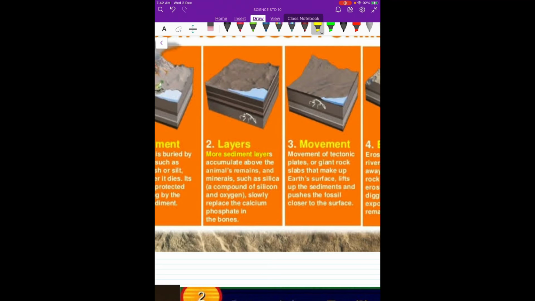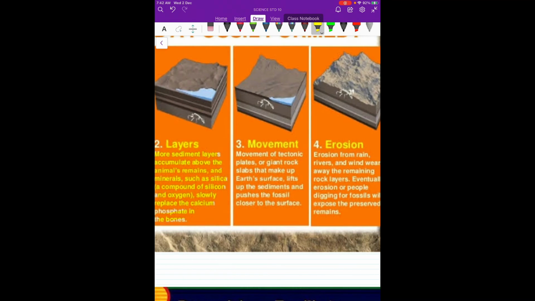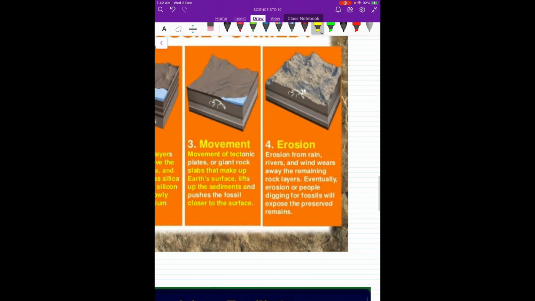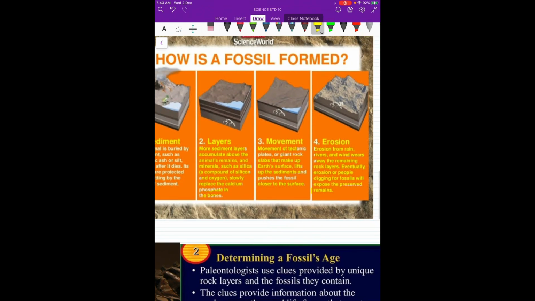Next, layer upon layer is accumulated over millions of years. Then because of the movement of tectonic plates, the giant slabs that make up the earth's surface, it further pushes it, and they come closer to the surface. Then due to erosion from rain, rivers, wind, some parts are eroded away, and they are then found by people by digging. Now this is called fossilization.